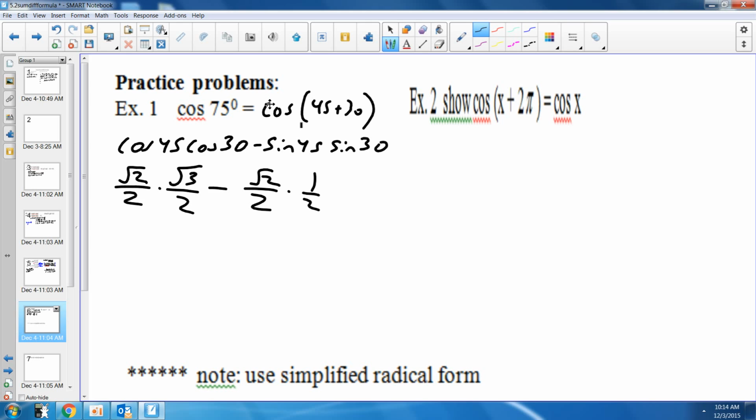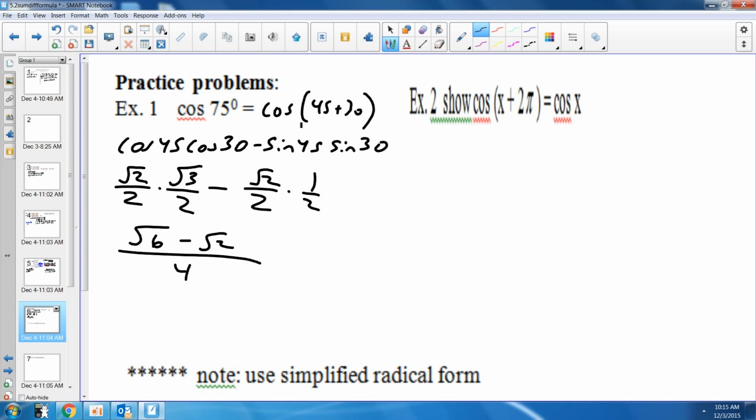How do you simplify? Radical 6 over 4 minus radical 2 over 4. You leave it in that form. There's no reason to simplify it anymore. There are no radicals in the denominator, and that's fine.